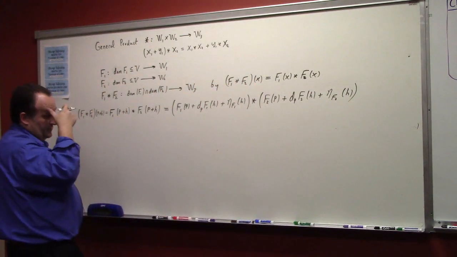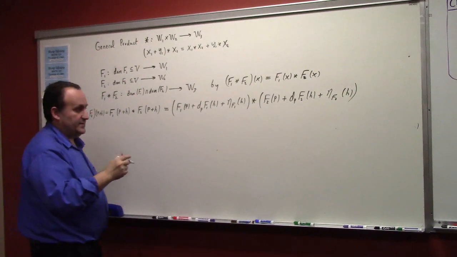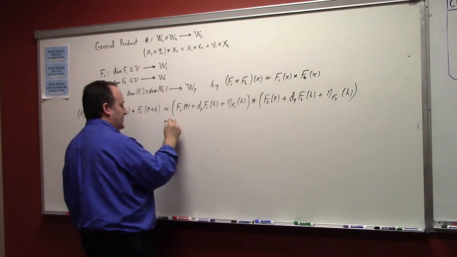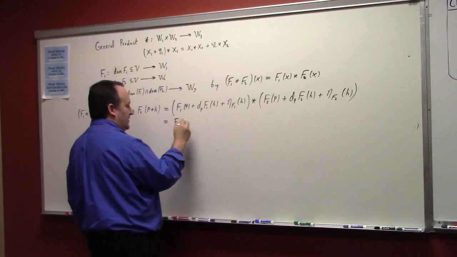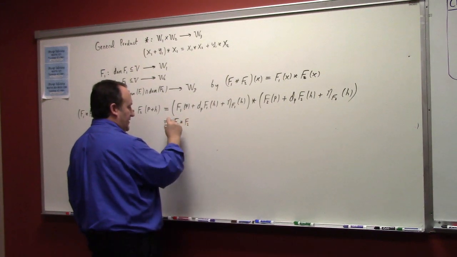All right. And then use the bilinearity of the product. So bilinearity of the product means that we've got F1 times F2, which I'm just going to write as F1 times F2 of P, right? Got that.